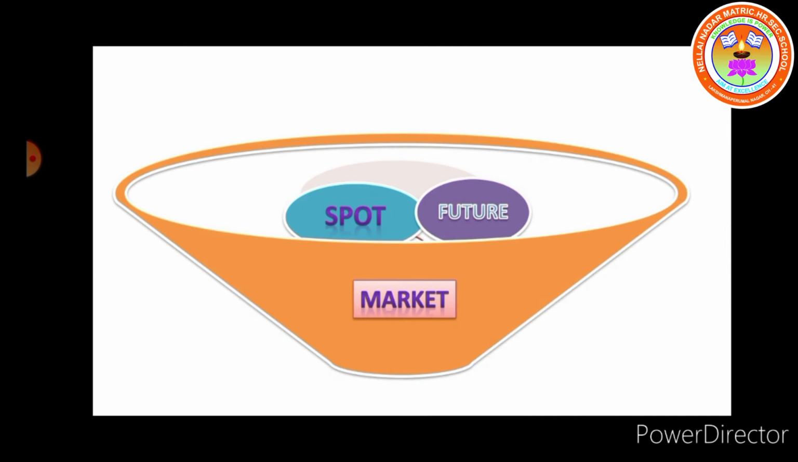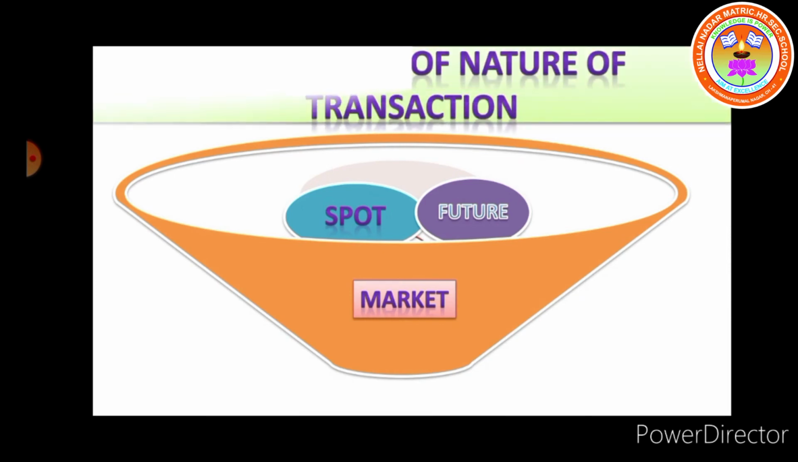Next, let us see on the basis of nature of transaction. Spot market and future market. Spot market is where spot transactions occur. That is, the money is paid immediately. There is no system of credit. That is called spot market. Okay. Future market. This is where there are credit transactions, a promise to pay the consideration sometime in the future. That is called future market.